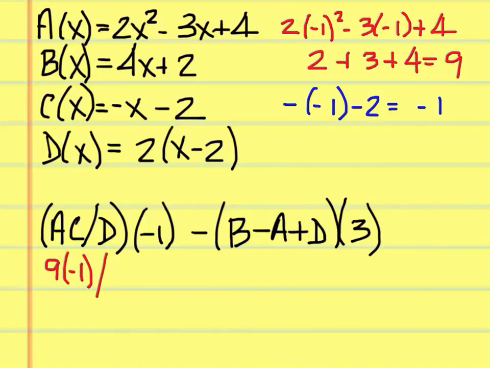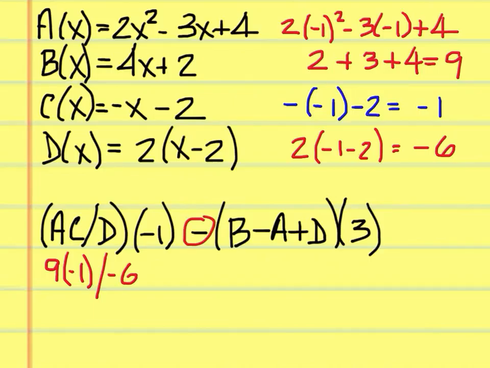But remember, I still have division to do. So I have to put the -1 in for the d function here. When I do that, I have 2 times the quantity of -1 minus 2. That would give me a -6. So I'm going to divide by -6 there. And that takes care of the first set of function notation.